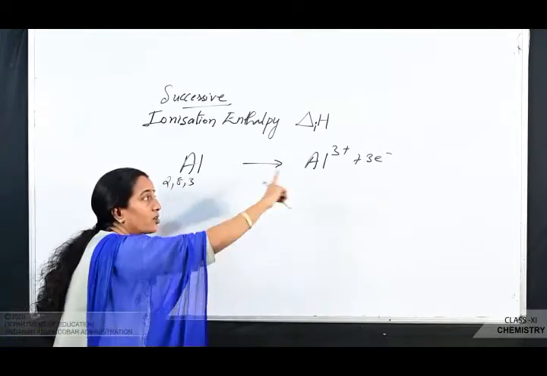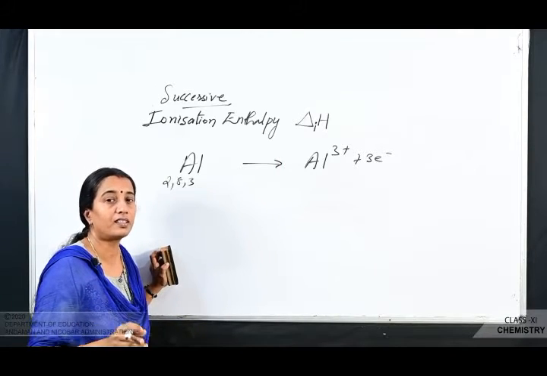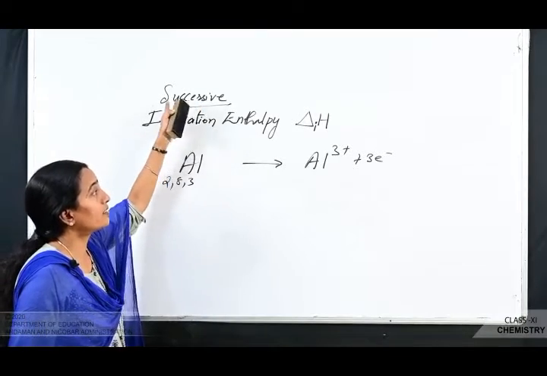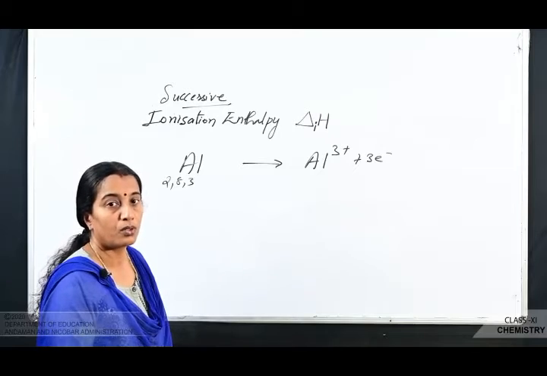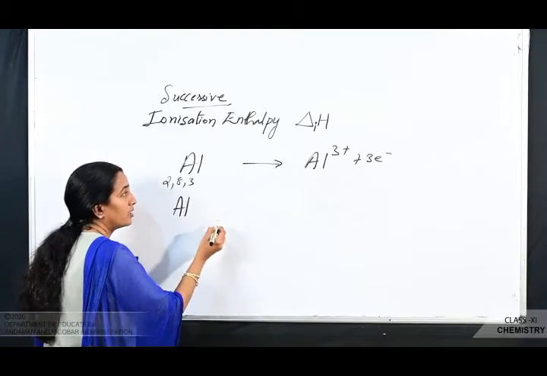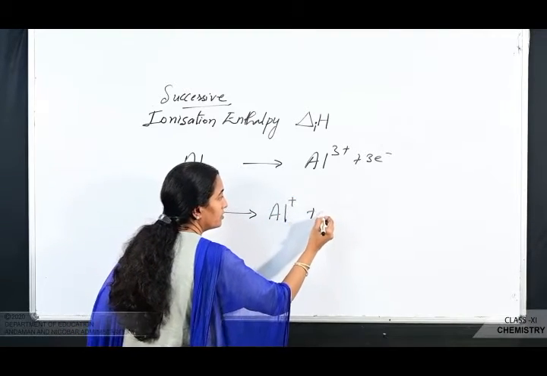But this does not happen in one single step. Not simultaneously, it takes place step by step. That is why the ionization enthalpy is called the successive ionization enthalpy. Okay, now we'll see the example. For example, इसके लिए देखते हैं aluminium, it is going to lose 1 electron. First of all, it will lose 1 electron.